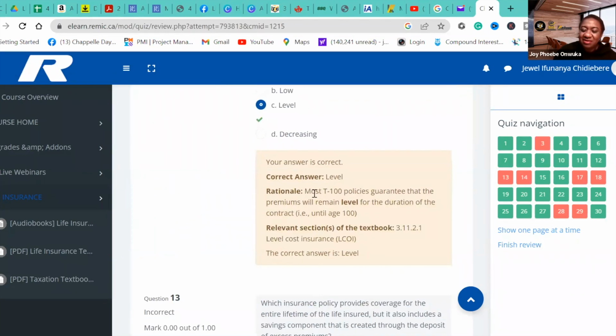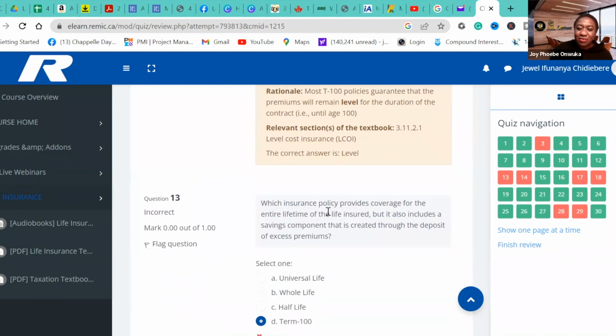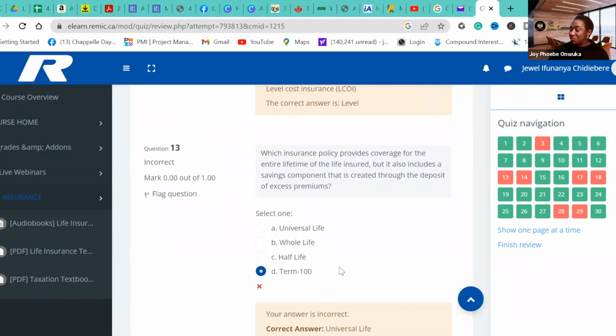All right. Even in the rationale, you see that the T100 policy guaranteed that the premium will remain level for the duration of the contract up until age 100. Okay. I think we didn't get this one. Remember, I even asked us to mark it down, right? Okay, so let's look at it.